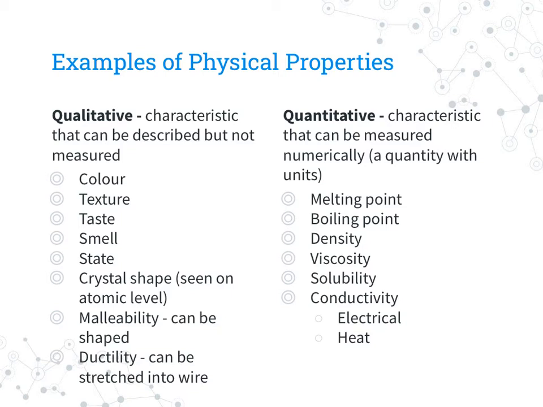A quantitative property is one that can be measured numerically or quantity with units, like a melting or a boiling point. I can measure when something melts and when it boils. Typically, in Canada, we would do that with degrees Celsius. Density is something we can measure with units. Viscosity has some very interesting units. Solubility is how much something will dissolve. And the conductivity of something, it can be electrical conductivity or a heat conductivity. And again, these are two properties we could actually measure.